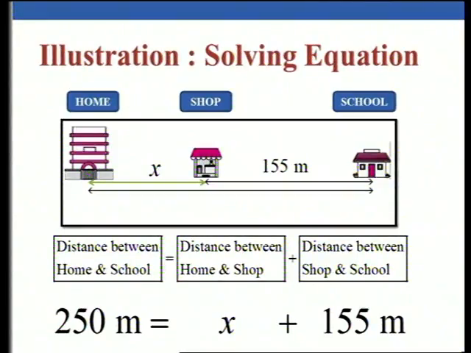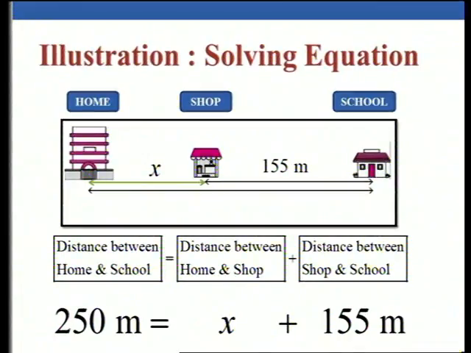Use the letter x for the unknown distance. Now, by using the equality here, the distance between home and school is the same as the distance between home and shop plus the distance between shop and school, which is given in equation form as 250 meters is the same as x plus 155 meters. Sir, how to find the value of that x?